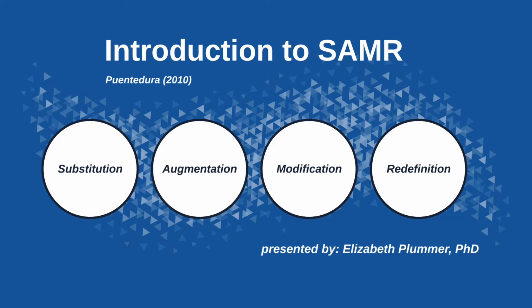Now, this is one model that we can use to help us think about the ways we're using technology in our classroom. This model has 4 different levels: substitution, augmentation, modification, and redefinition.